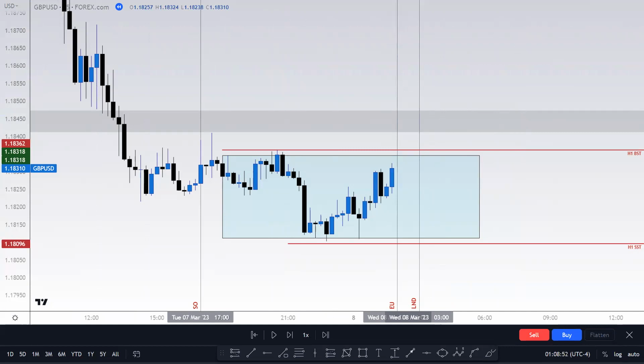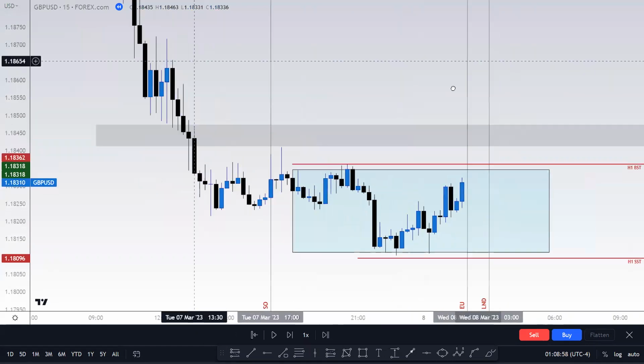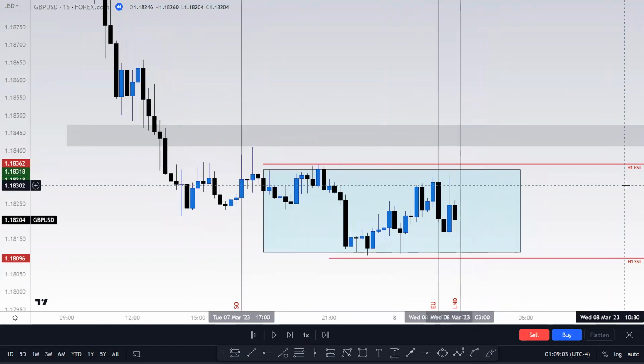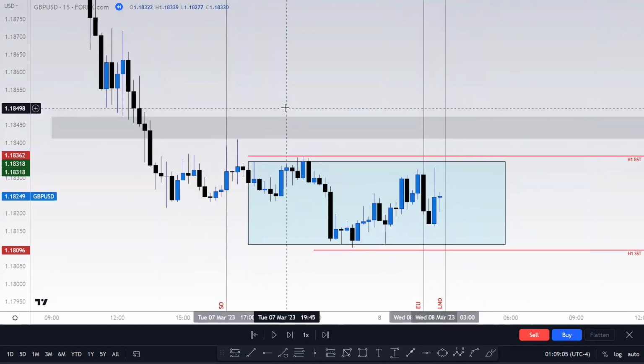Right, so after the pre-EU open, what we're now looking for is some sort of a move outside of the range just before or just after the London Open. So just going to forward play. Just before the London Open, we can see the price is still within the range. So at this point, what can we do? All we simply need to do is wait for price to trade outside of the range before we can engage.